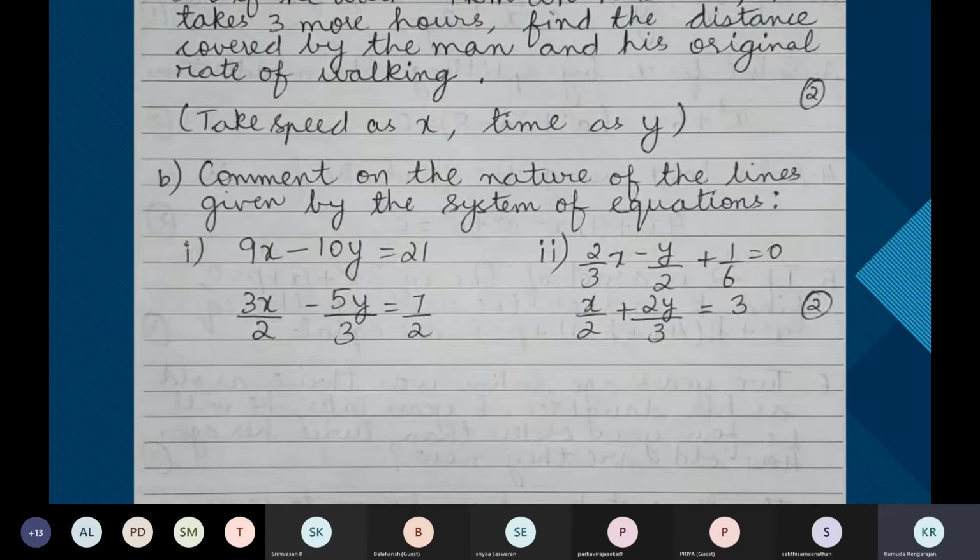So you can see two sub questions. In the first one, you have a pair of linear equations. Here also in the second one, we have a pair of linear equations. You need to comment how the lines will behave. Each of these equations, in x and y, represents a straight line. You need to comment if the lines will be parallel, intersecting or coincident.